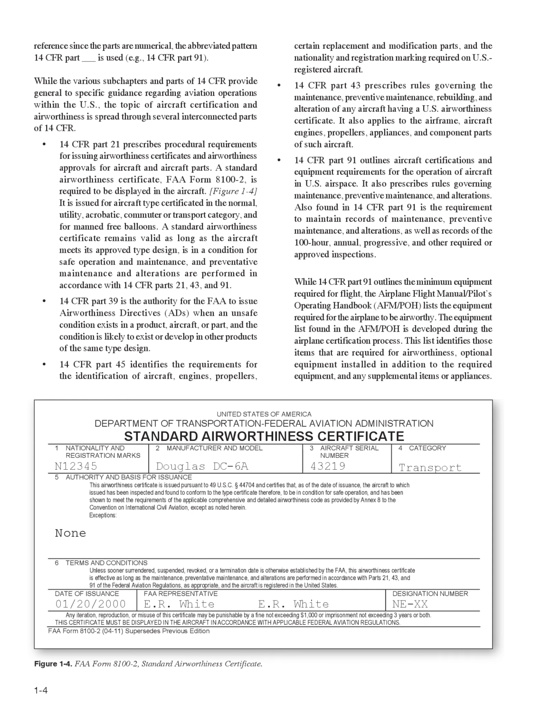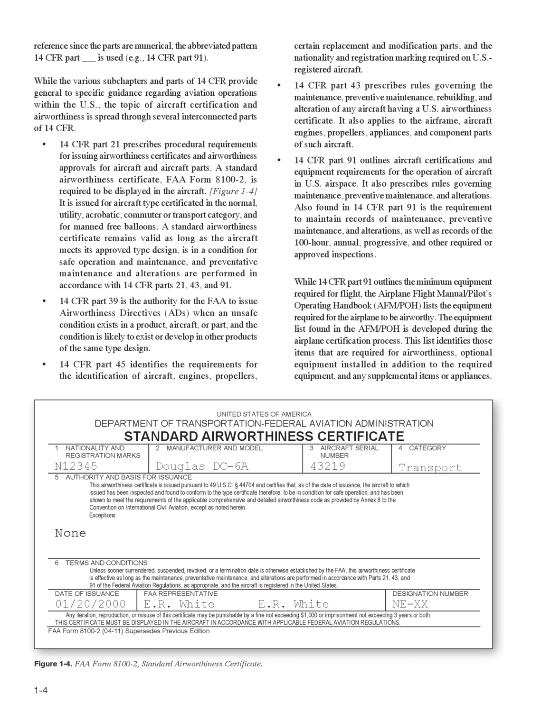Reference. Since the parts are numerical, the abbreviated pattern 14 CFR part _ is used, for example, 14 CFR part 91. While the various subchapters and parts of 14 CFR provide general to specific guidance regarding aviation operations within the U.S., the topic of aircraft certification and airworthiness is spread through several interconnected parts of 14 CFR.